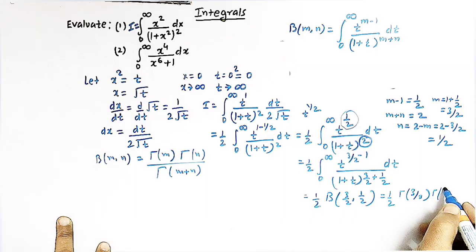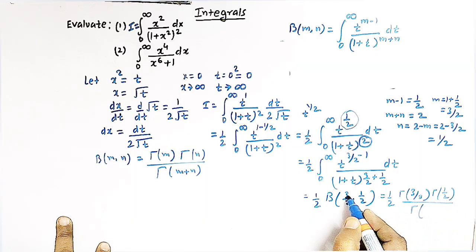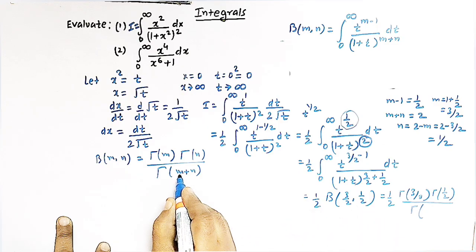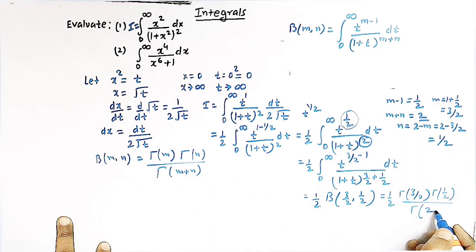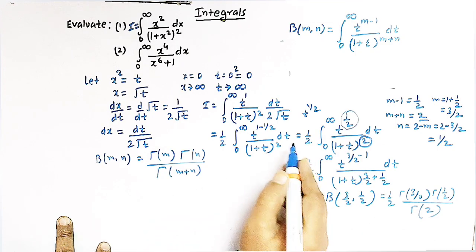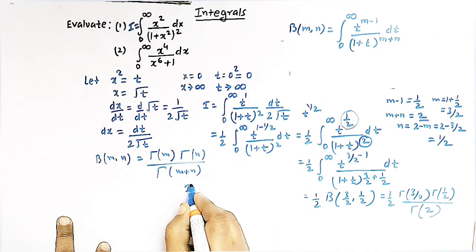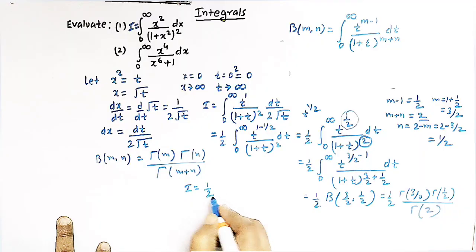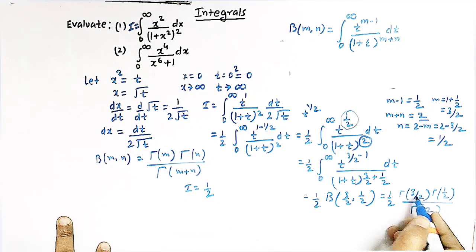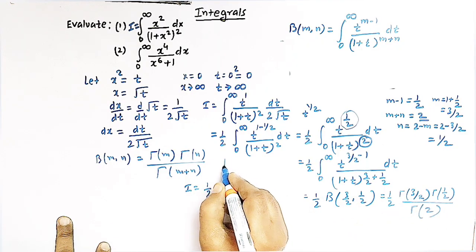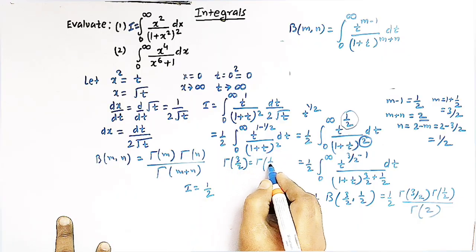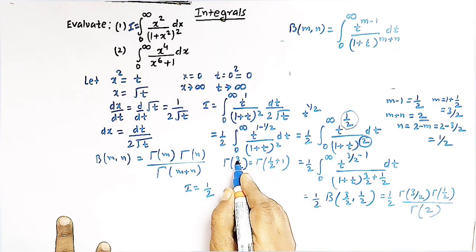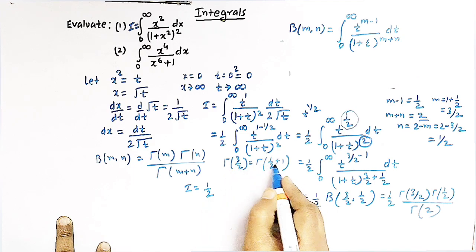Then we have gamma half, and here we have gamma 3 by 2 plus half, that is m plus n, and m plus n is 2. So here we can write 2. So now the integral I is equal to half, and gamma 3 by 2. The value of gamma 3 by 2 can be written as gamma half plus 1. So we can split 3 by 2 like this, half plus 1.